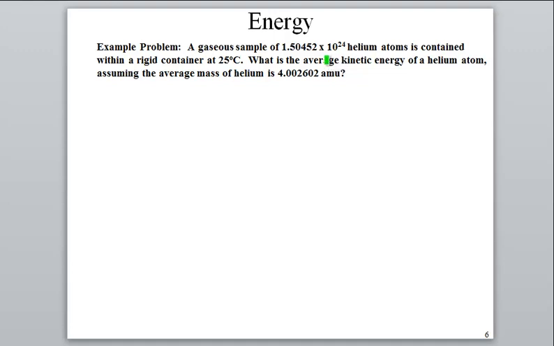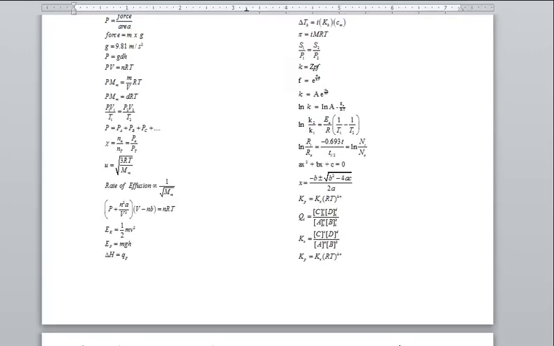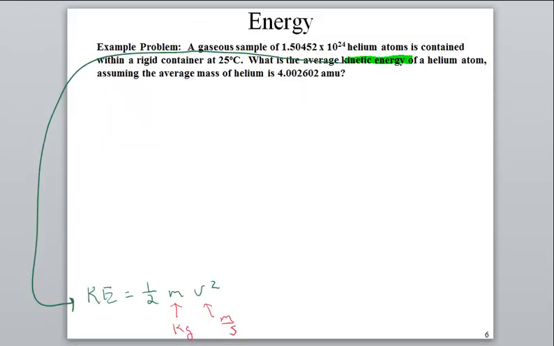What are we trying to solve? We're trying to solve for the kinetic energy. So we'll use the kinetic energy equation, which again is in your information packet. In order to get kinetic energy, we need mass and we need velocity. If we want to express it in SI units, in terms of joules, the mass needs to be kilograms and the velocity needs to be meters per second, so that we get kilograms meters squared per second squared.